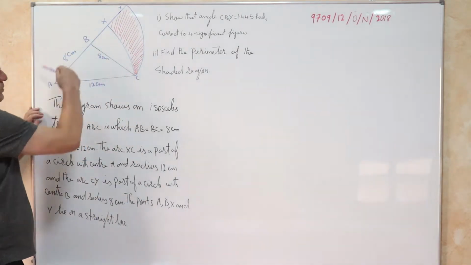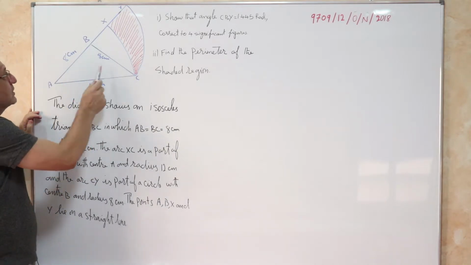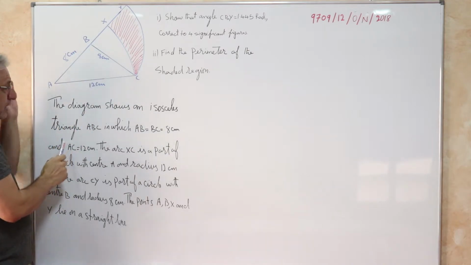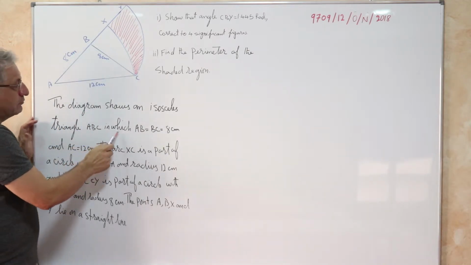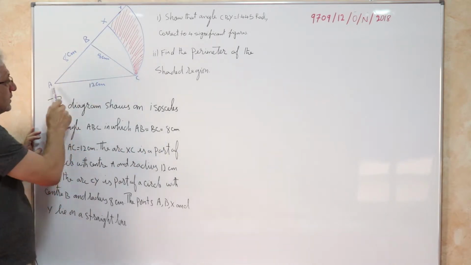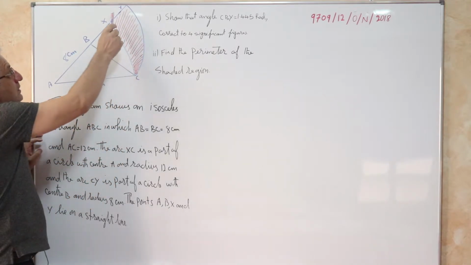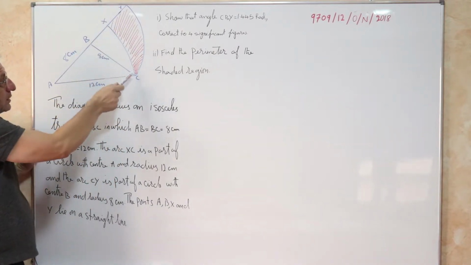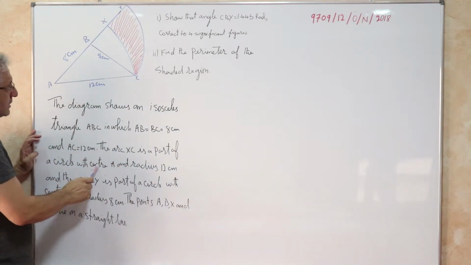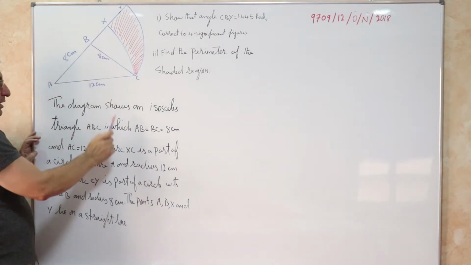This diagram shows an isosceles triangle ABC. Therefore this is 8 centimeter, this is 8 centimeter, therefore this is an isosceles triangle, in which AB is the same as BC, equal to 8 centimeter, and this is 12 centimeter. The arc CX is a part of a circle with the center A and radius 12. Therefore this is the radius here.